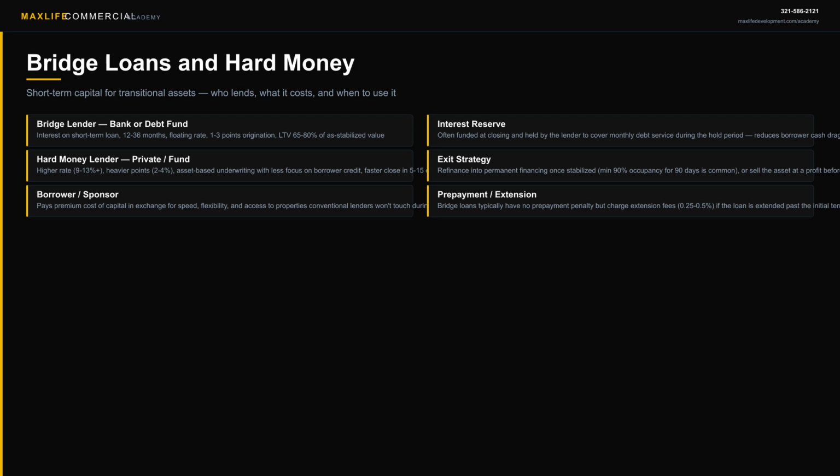Bridge and hard money are the jet fuel of commercial real estate, powerful, expensive, and you'd better know exactly how you're going to get out before you get in. Bridge loans from debt funds are the most common vehicle for value-add deals.